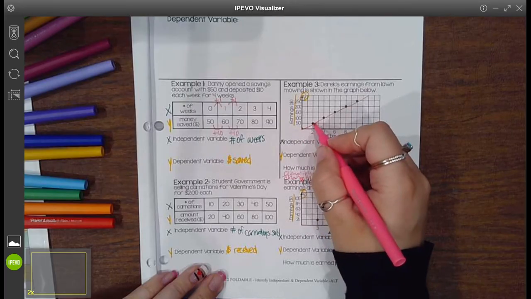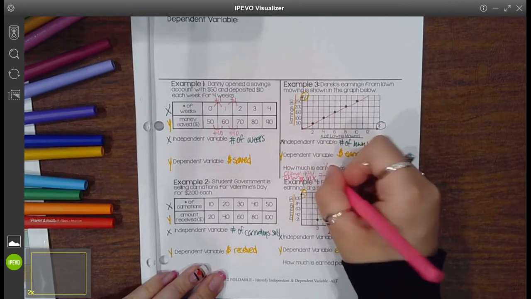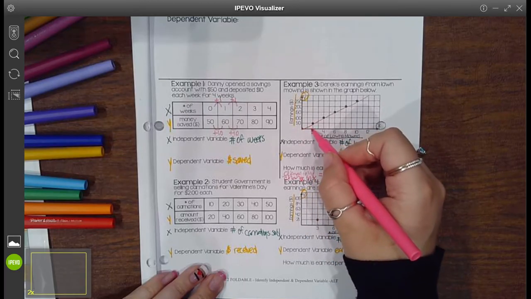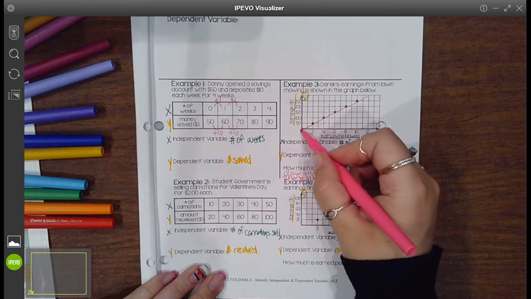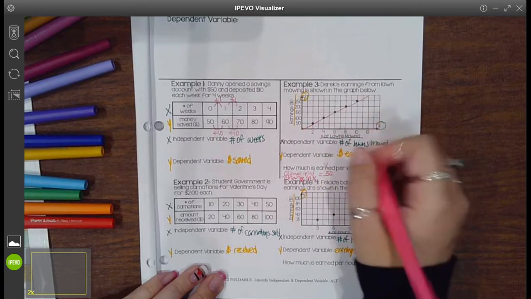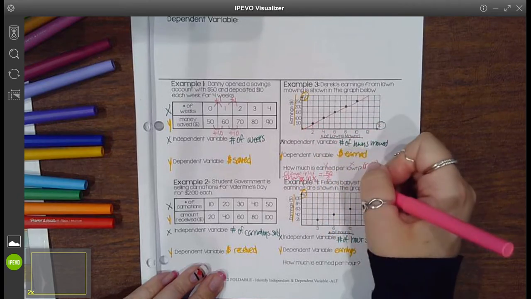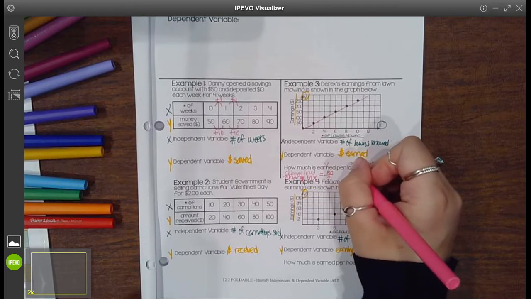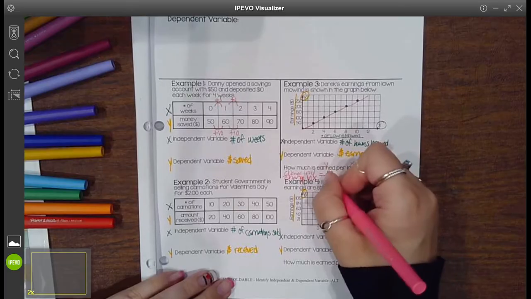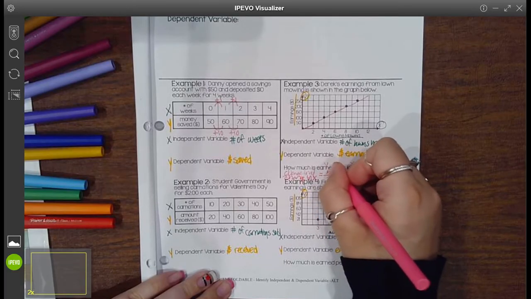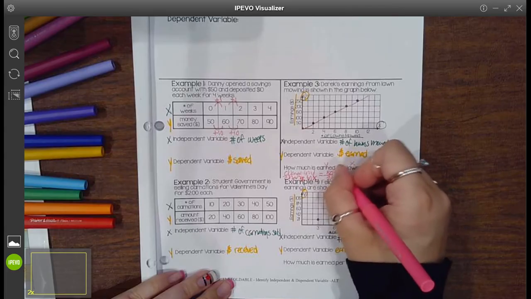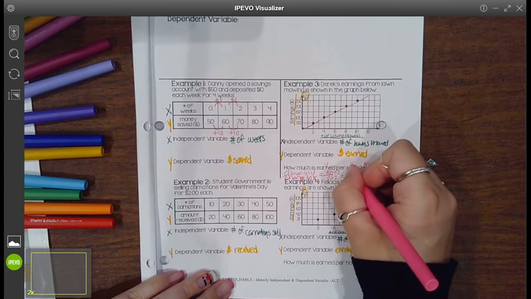From this point to this point, it went up 50, over the change in X. It went from 0 to 2, right? So it's a change of 2 in the X's. We'll reduce that because you want to know per lawn, so you want the denominator to become 1. So let's divide by 2. And you get 2 divided by 2 is 1, and 50 divided by 2 is 25.